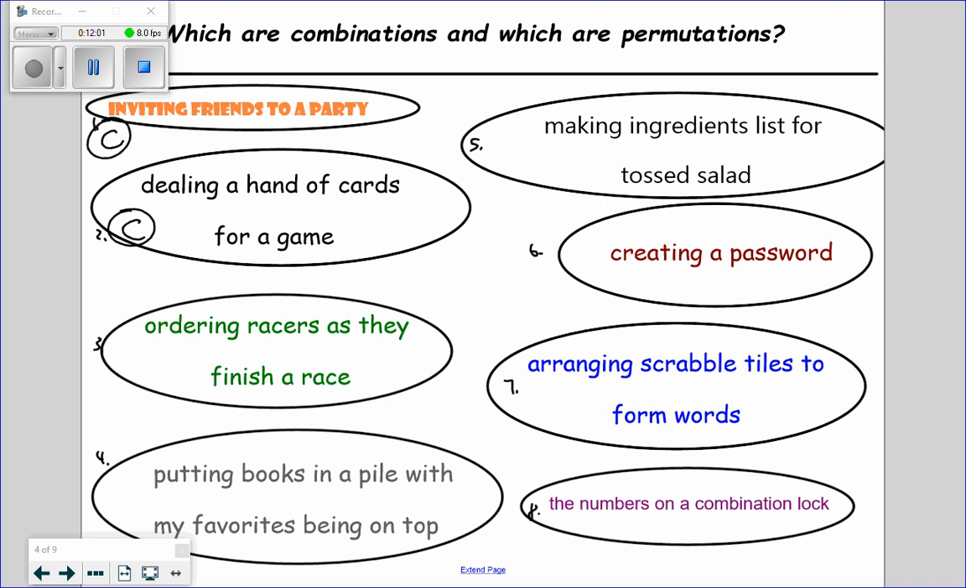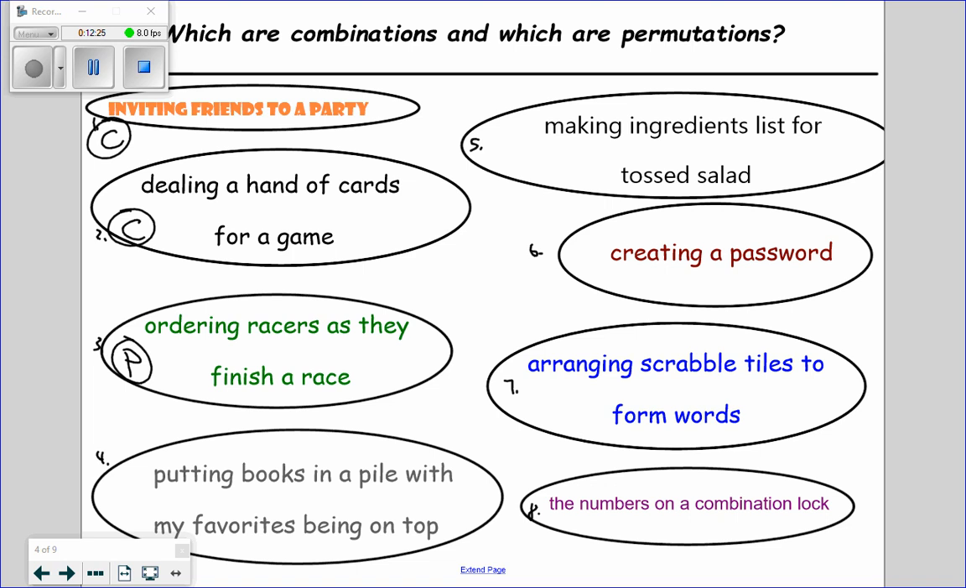Ordering racers as they finish a race. So they've got 8 cars in a race. First, second, third. Permutation or combination? Permutation. Right? Because you're ordering. Because if the blue car gets first, that's different than if the blue car gets third. So the order of them finishing matters.